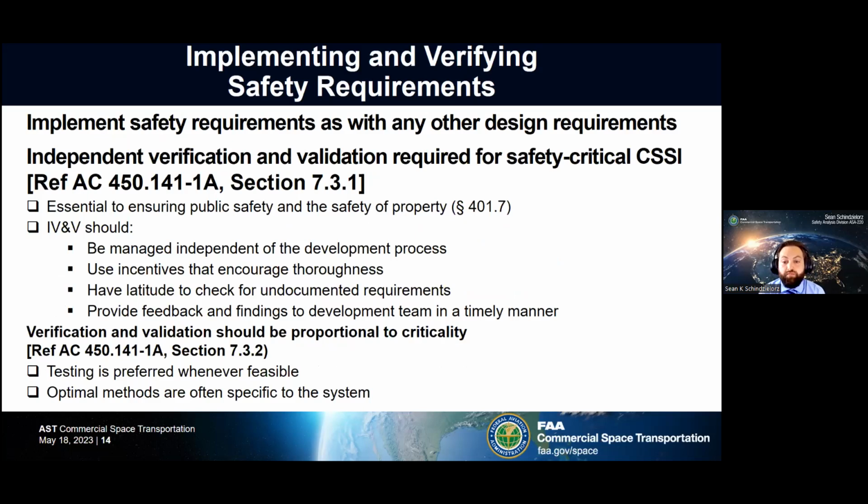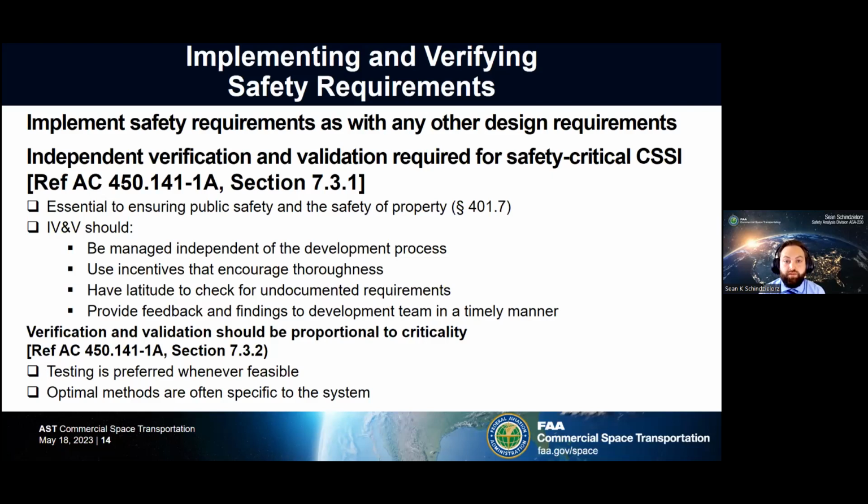Safety requirements should be implemented using a software development process that meets the requirements of 450.141C. Verification and validation strategies under B4 should be deployed selectively based on criticality. Testing is preferred when feasible, but other verification methods such as inspection and analysis may be considered. For CSSIs where an IV&V is required, it should be managed independently of the development process. The IV&V team should have incentives that encourage thoroughness. Schedule and throughput should not be the only metrics.